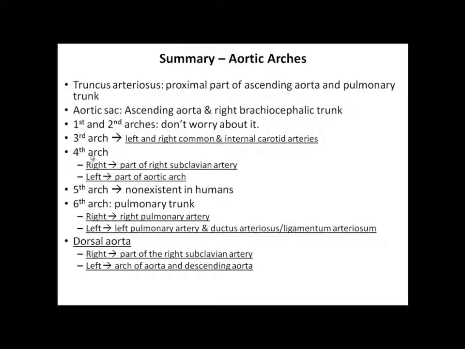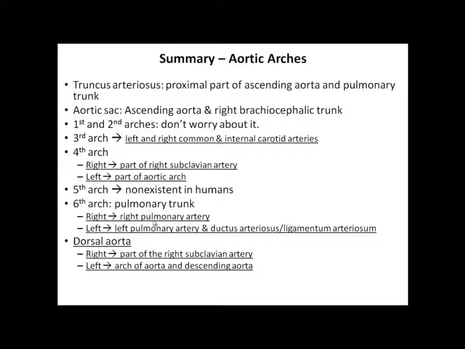And when it was looked for in humans, we don't have one. That structure either disappears very quickly or never comes into existence at all. So there is no fifth arch in humans, but somewhat perversely, we do have a sixth arch. So when we count aortic arches in humans, 1, 2, 3, 4, 6. The sixth arch creates the pulmonary trunk and is going to form the right pulmonary artery, the left pulmonary artery, and that ductus arteriosus that we mentioned earlier that is going to close up and become the ligamentum arteriosum.